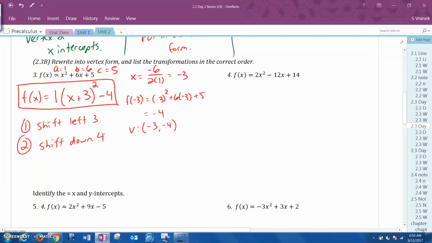Okay, why don't you guys try that for this one? You can pause the screen. Otherwise, I'm going to do it right now, where a equals 2, b equals negative 12, and c equals 14. So now I do the same thing, where x is equal to the opposite of b, which is negative 12, over 2 times a. So I get 12 over 4, which is 3. And then I have to find f of 3. So I get 2 times 3 squared minus 12 times 3 plus 14. So that's 18 minus 36 plus 14, which is negative 4.